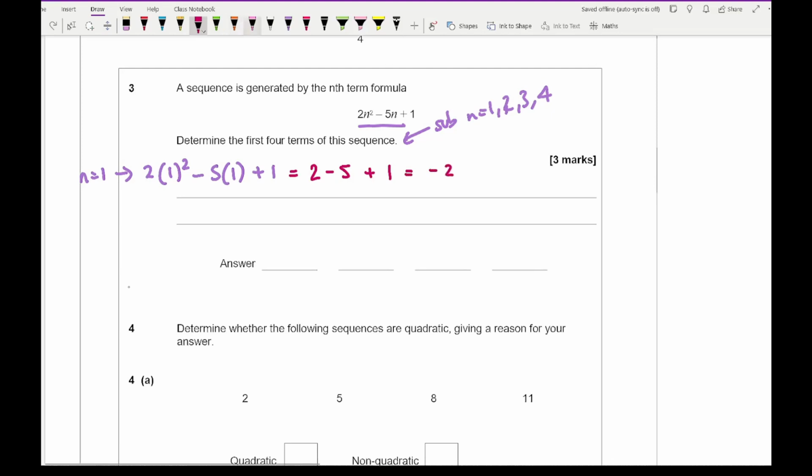Then when n equals 2, what I end up with is 2 squared minus 5 times 2 plus 1. And again, if this was non-calculator or a calculator, I would certainly enter my information like this. And I'll show you a much easier way if this was on a calculator to get your answers. So that's going to equal 2 squared is 4 times 2 is 8, minus 5 times 2, which is 10, plus 1, and that gives me a grand total of minus 1.